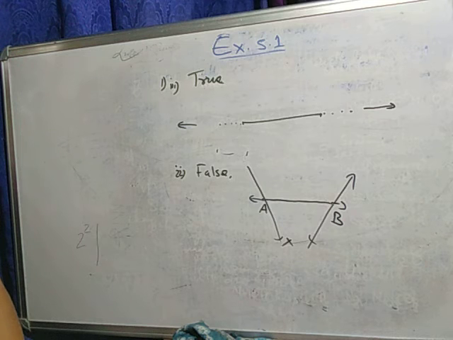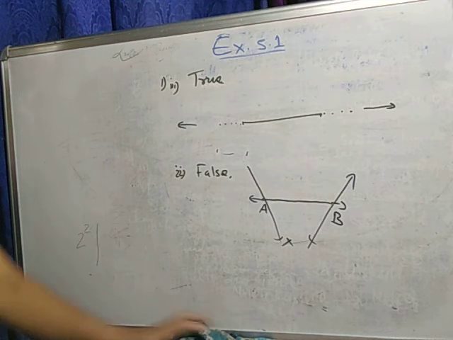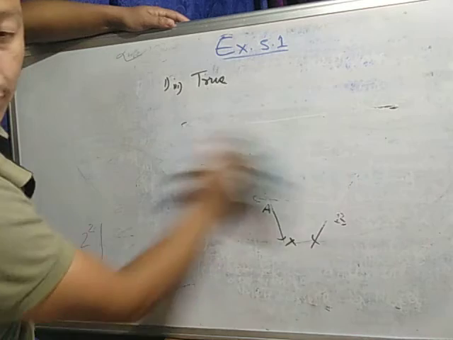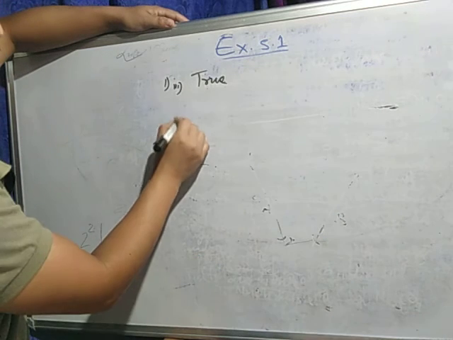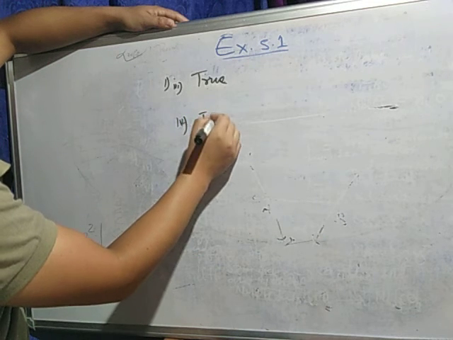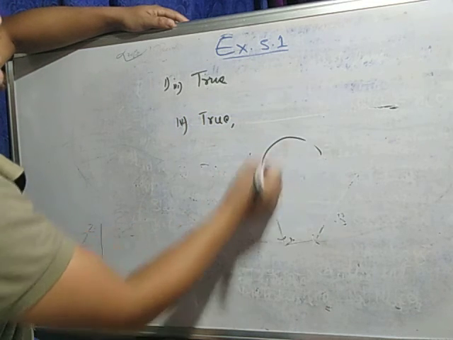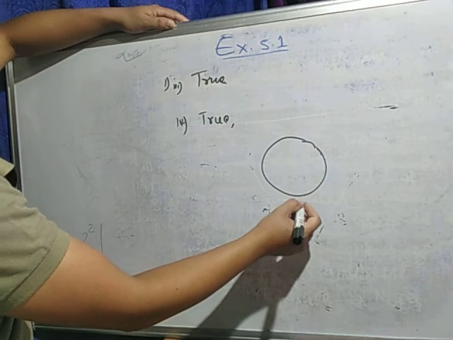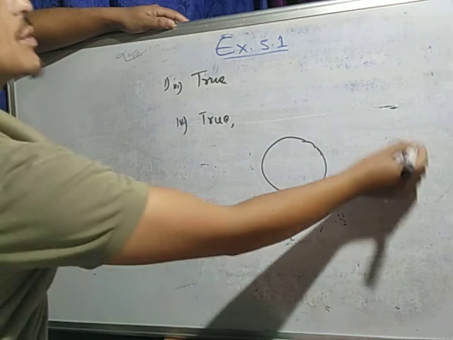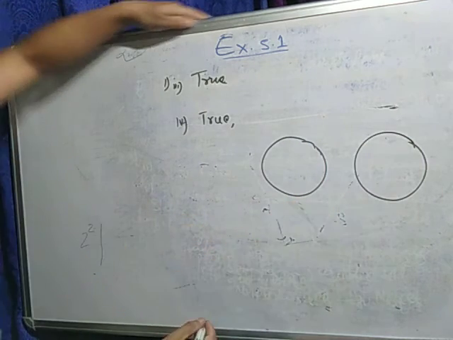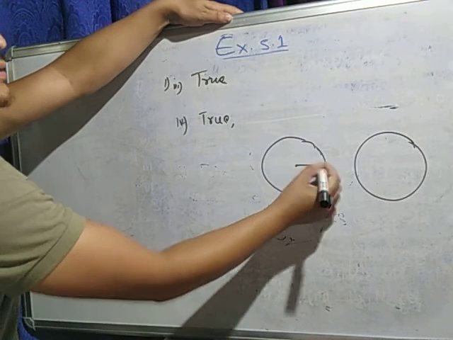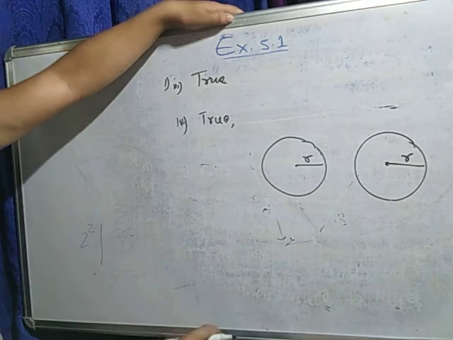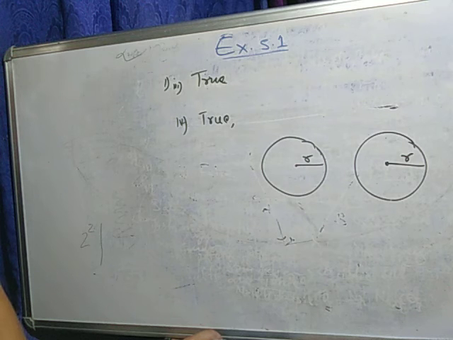Next, what is there? If two circles are equal, then their radii are equal. This is also true. Fourth one is also true, because if this is a circle, let's say A, and this is also a circle, so they are equal. Then their radii are also equal. Radii should be equal, otherwise the two circles are not equal in circumference.